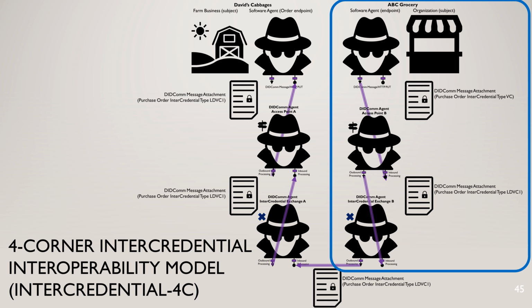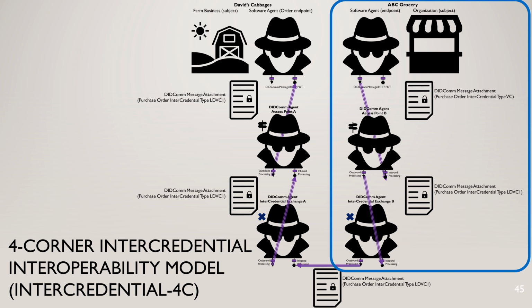Well, in the previous slide, we saw the four-corner InterCredential interoperability model. And I wanted to highlight actually a little bit of a problem in that model. On the right-hand side, we can see the sender side of this message passing where ABC Grocery is preparing a purchase order invoice. Natively, it's using InterCredential type VC, but David's Cabbages, through their agreement, wants to use LD VC1 InterCredential type. And so following the four-corner credential interoperability model strictly, the one described by Ken Holman, you would have the DIDCOMM agent here in the middle of the blue box, and you'd have the InterCredential exchange agent at the bottom of the blue box.